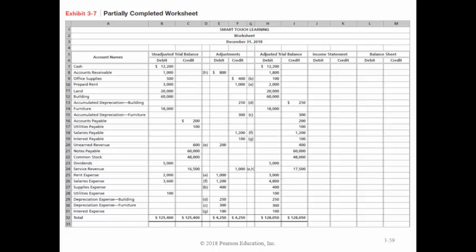Section 2, Unadjusted Trial Balance. The account balances are copied directly from the ledger before any adjustments. Total debits must equal total credits. Section 3, Adjustments. Enter the adjusting journal entries that were made on December 31. Section 4, Adjusted Trial Balance. Gives the account balances after adjustments. Each amount in these columns is computed by combining the unadjusted trial balance amounts plus or minus the adjustments.